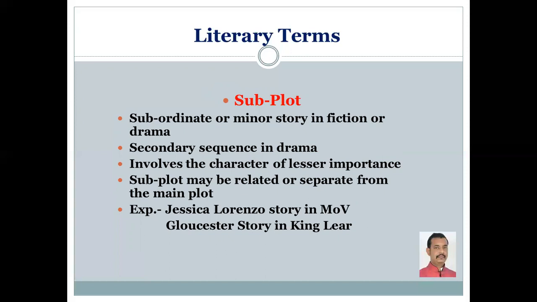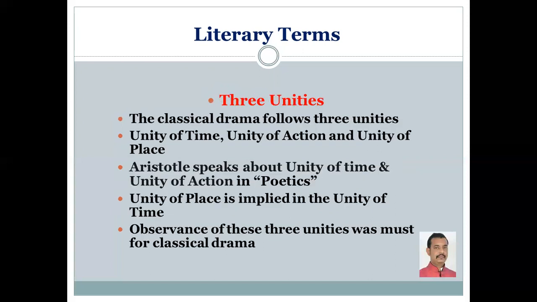Subplots are very common in Elizabethan drama. William Shakespeare has often created subplots parallel to the main plot in his plays, and some of the notable examples of subplots are Jessica's story in the play Merchant of Venice, that goes parallel with the story of Portia. Then Gloucester's story in the famous tragedy written by William Shakespeare, King Lear. These are the notable examples of subplot.